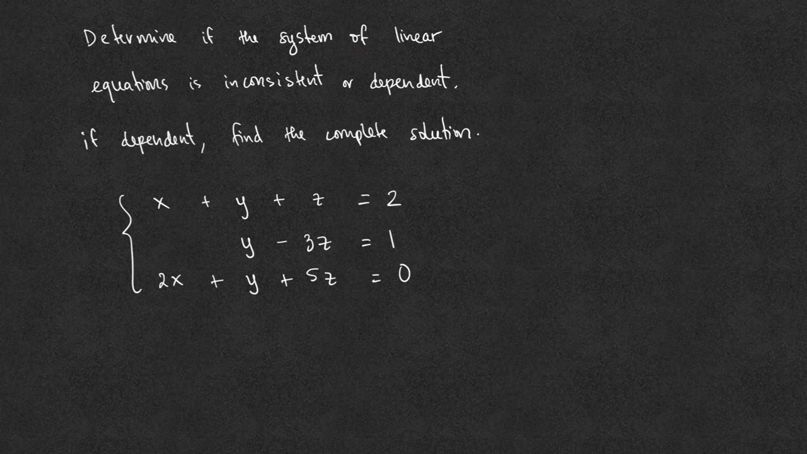Determine if the system of linear equations is inconsistent or dependent. If dependent, find the complete solution. The system is inconsistent if it has no solution, and it is dependent if it has infinitely many solutions.